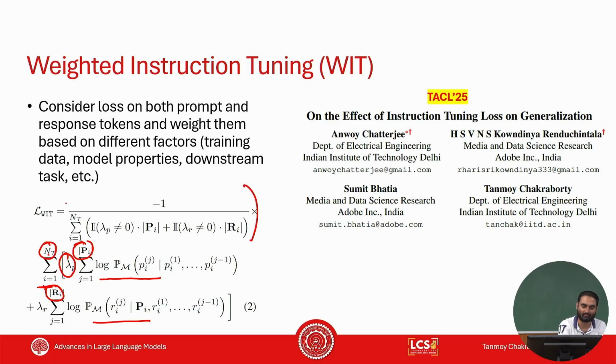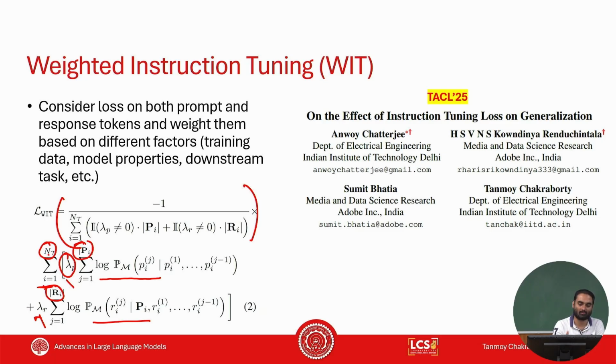And this is a normalizing factor, which essentially takes care of the fact that, I mean, this basically balances the size, the length of the token, right? So what we said is that this lambda p and lambda r, which basically balance the importance of instruction tokens loss and the output tokens loss, these two things should be there.